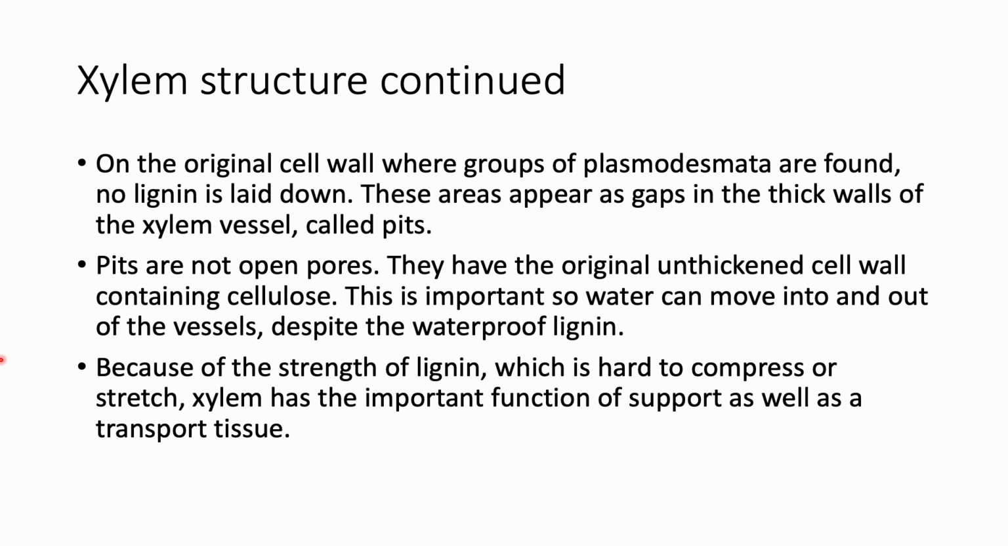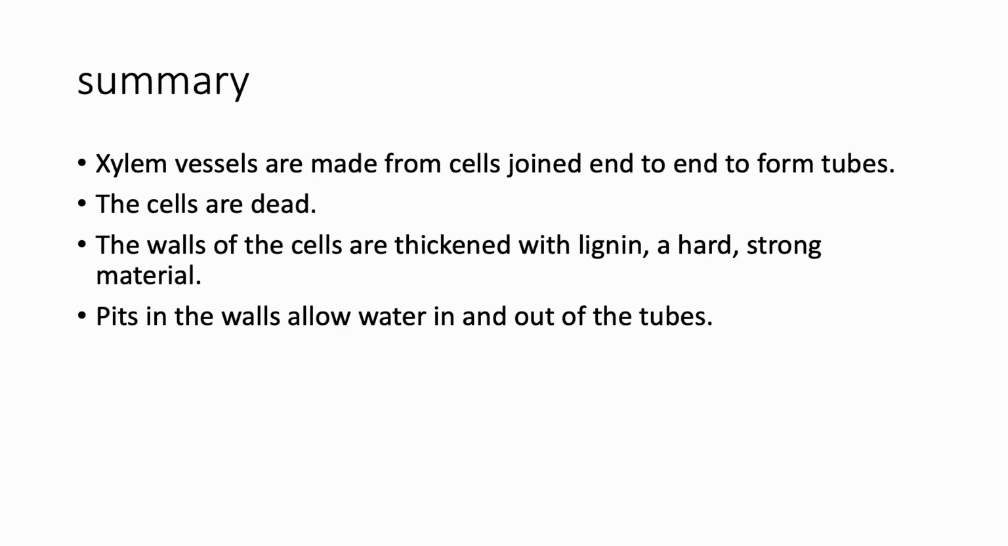Because of the strength of lignin, which is hard to compress or stretch, xylem also has an important function of support as well as a transport tissue. So in summary, xylem vessels are made from cells joined end to end to form tubes. These cells are dead. The cell walls of the cells are thickened with lignin, a hard, strong material, and then pits in the walls allow for water to move in and out of the tubes.